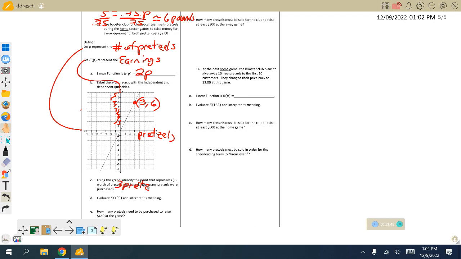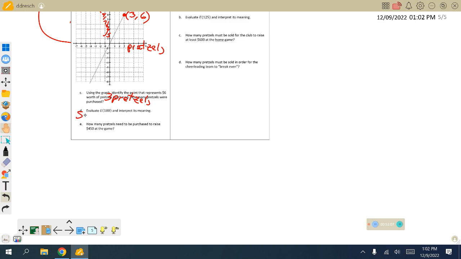Again, use some common sense. $2 a piece, 3 sold. That gives me that $6. I can buy that. Now, evaluate E of 100. Can I see that off my graph? No, don't overthink this. E of 100 means I've sold 100 pretzels. Each pretzel costs $2. Go to your calculator, or you shouldn't need it, because what is 2 times 100, which is correct, $200.